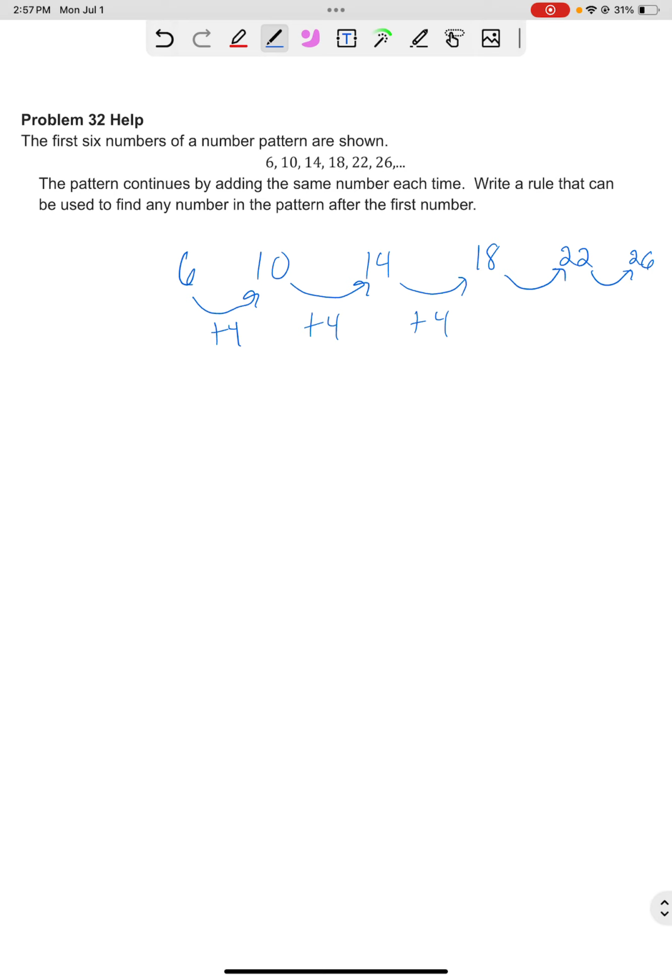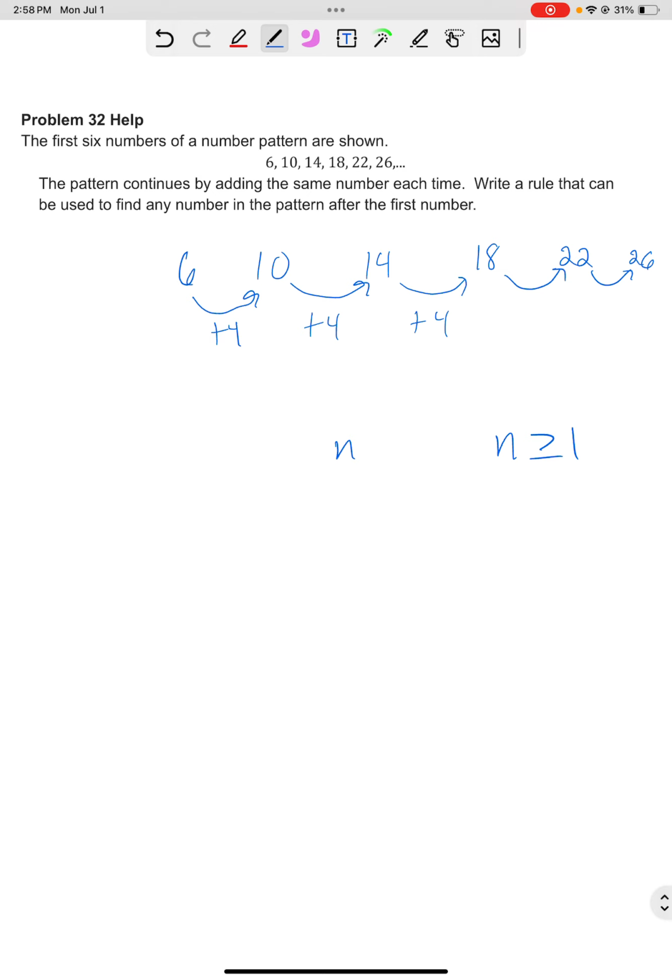So now what I want to do is write a rule that can be used to find any number in the pattern after the first number, okay? So I know I want to start with 6, and I know I want to keep adding 4 every single time. So what I am going to have to do is introduce a variable that's going to stand for where I'm at in the sequence, right? So let's say that variable is n, okay? And what I want is for n to be bigger than or equal to 1. And where n equals 1, I want to be at the number 6, right?